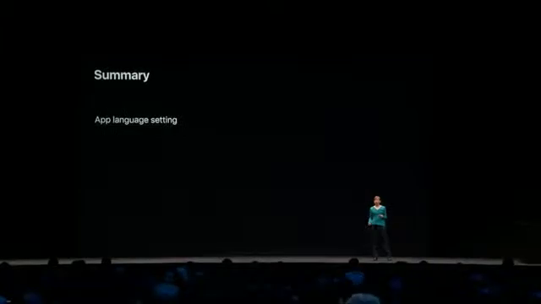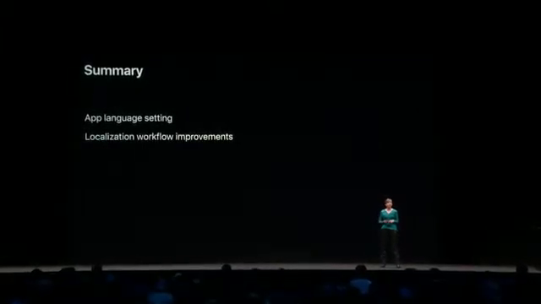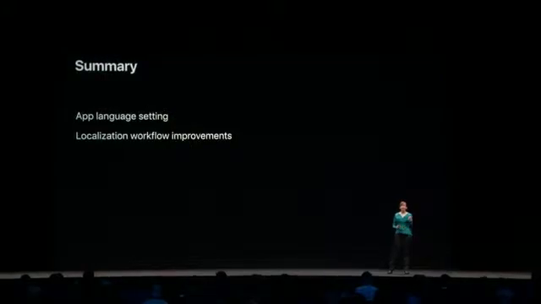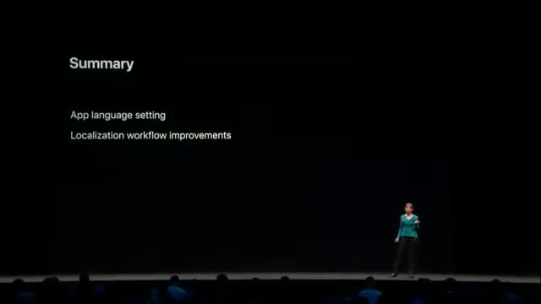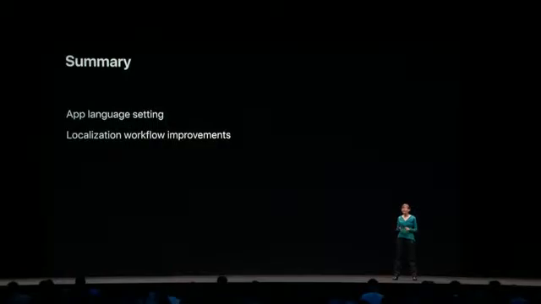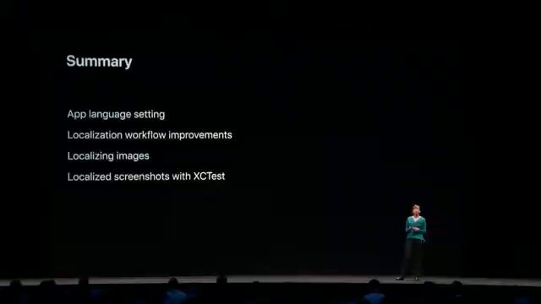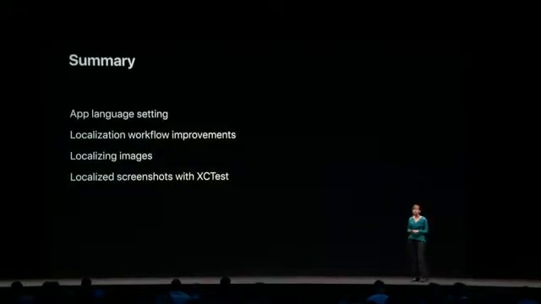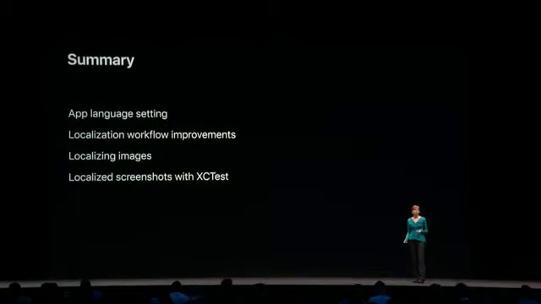All right, let's wrap things up. So today we saw how users can run your app in a different language than their system language. We saw a bunch of improvements to the localization tooling in Xcode, including faster export of interface builder files, a new string stick rule, how easy it is to localize your settings bundle, and of course, how you can now localize images right in your asset catalog. We also saw how you can generate localized screenshots with your tests and some of the uses for those screenshots.